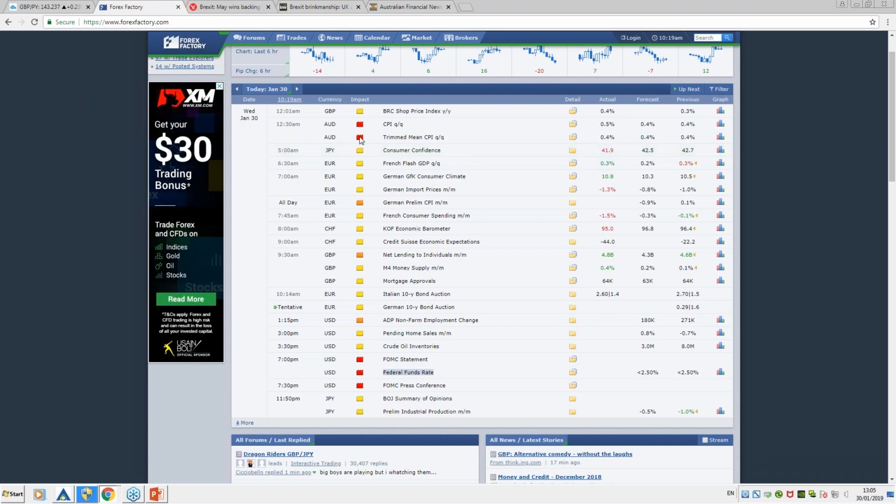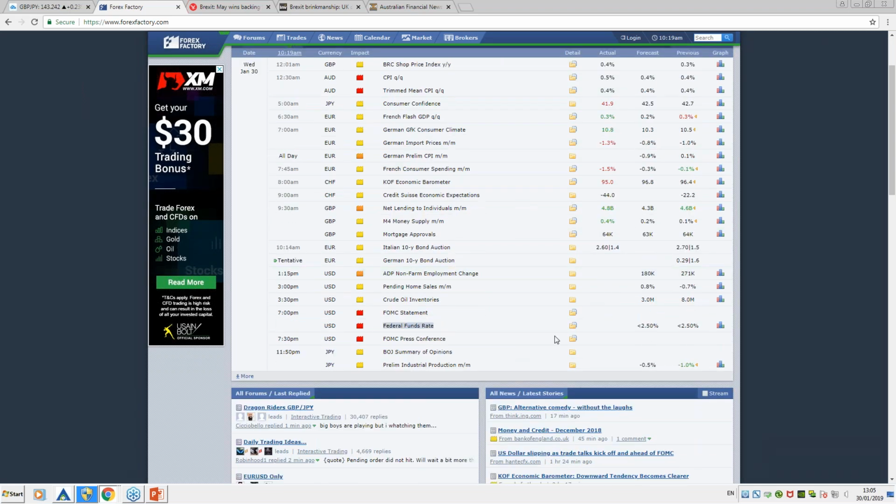Now, the higher level the announcement, red being high impact, orange and yellow being medium and low impact, the higher the importance of the announcement, then the more movement you'd expect from numbers that are better or worse than expected. Okay, so with that general idea, as we come down here, what if the federal funds rate, the interest rate in the US, instead of keeping it the same at 2.5%, what if they raised it unexpectedly to 2.75? What do you think would happen to the value of the USD?